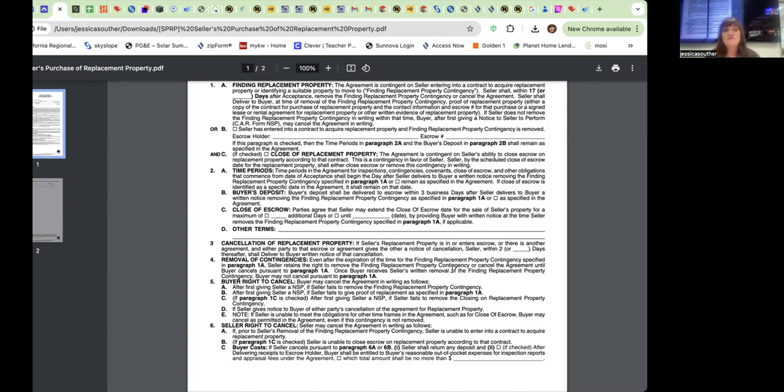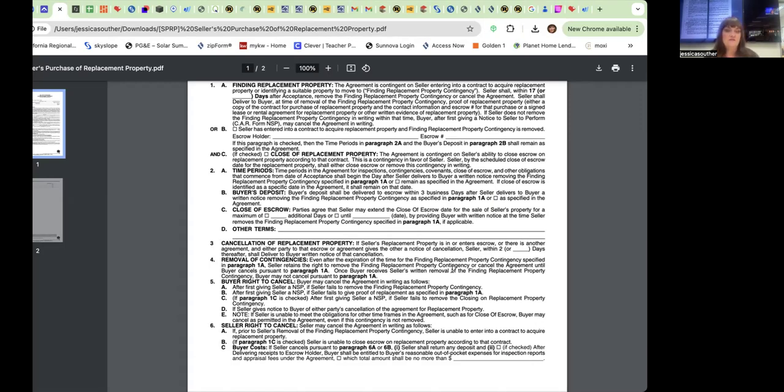B, after first giving seller a notice of seller to perform, if the seller fails to give proof of replacement as specified in paragraph 1A. So remember, you have to do 2 things as the seller. You have to remove the contingency and you have to give proof that you're in contract or you have a lease agreement. Okay, so if you don't give that proof, the buyer can give you a notice to perform and they can cancel on you for not giving you proof. I think that would probably only happen if they really wanted to get out. But just give all the documentation and be in communication with the buyer agent.